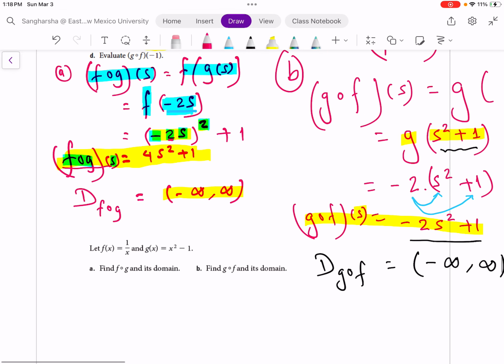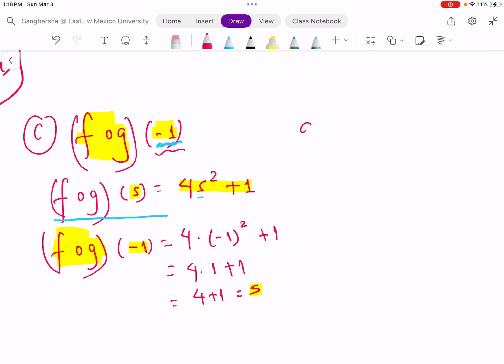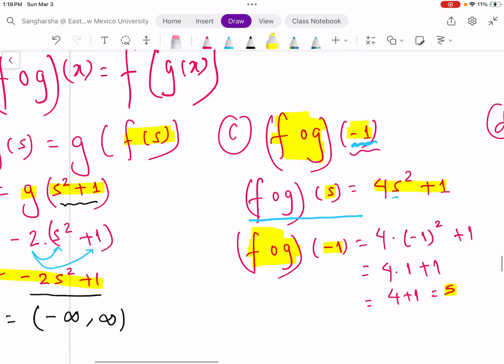In number D, we need to find g composite f of -1. So we need to find the output when your input is -1. Now what is the function here? Our function is g composite f. In number C, our function was f composite g, and here we have g composite f. So these two are different functions. And from part B, we know what g composite f is.